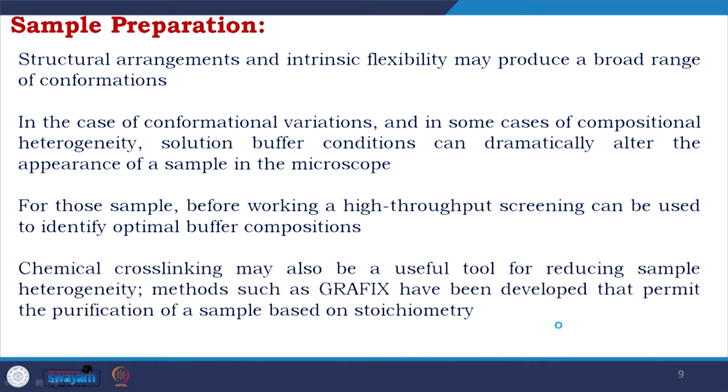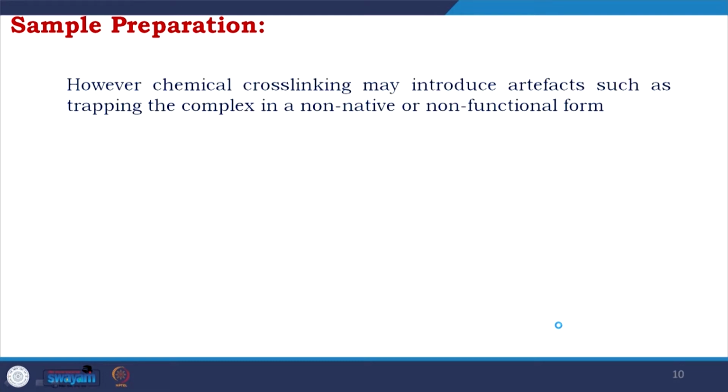Chemical cross linking may also be a useful tool for reducing sample heterogeneity. Methods such as GraFix have been developed that permit the purification of a sample based on stoichiometry. However, the chemical cross-linking may introduce artifacts such as trapping the complex in a non-native or non-functional form.